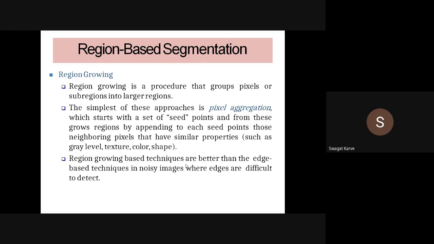We will continue in the next lecture with these three techniques. Region based segmentation we have discussed today. In the next lecture we will discuss region growing, region merging, and region splitting. If you have any doubt you can ask me right now, otherwise we will stop here.